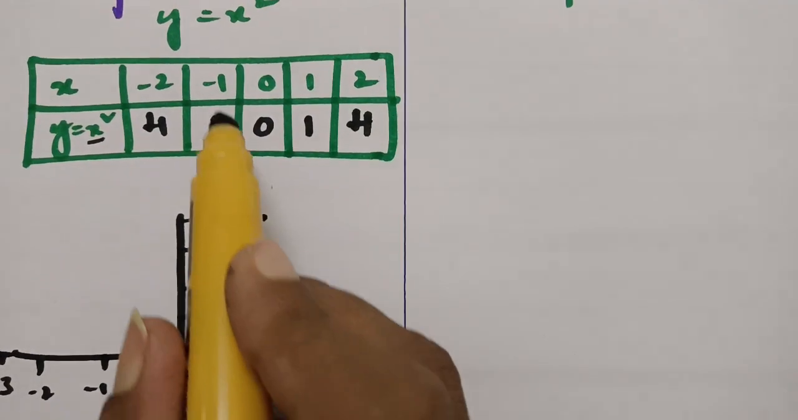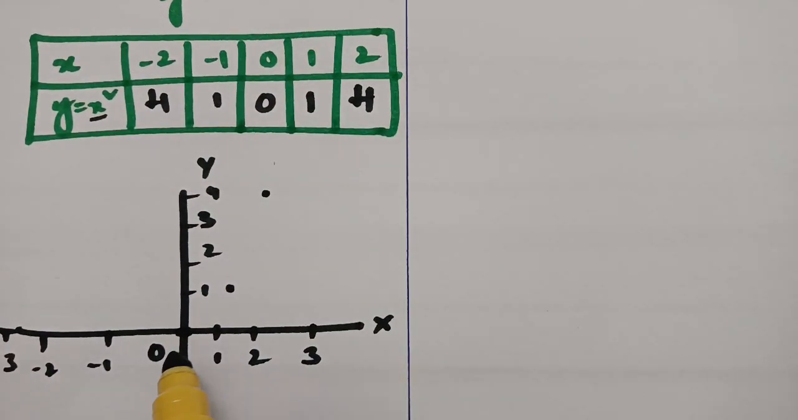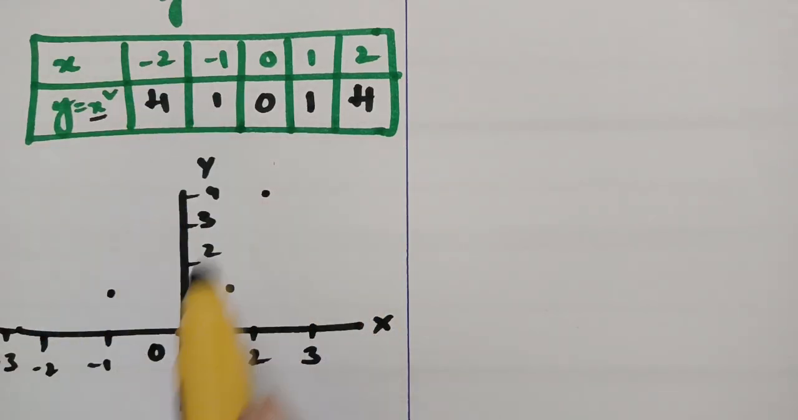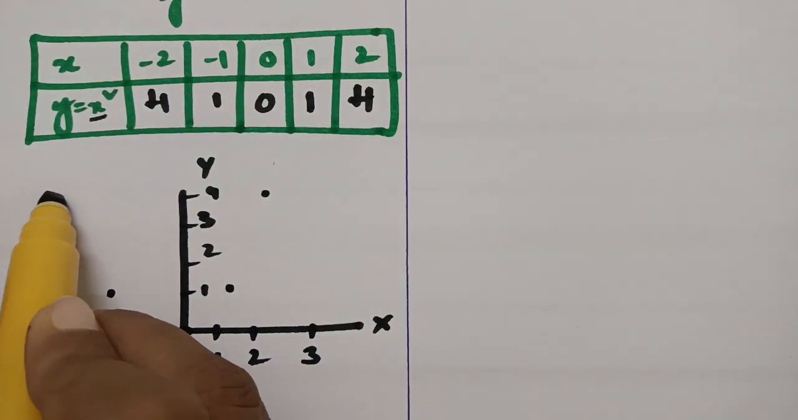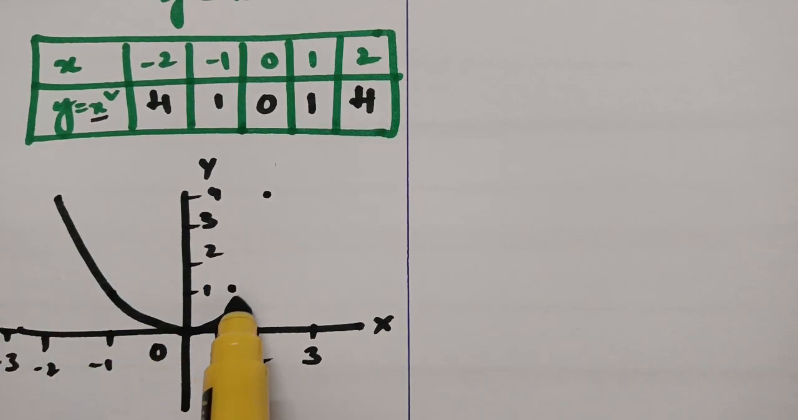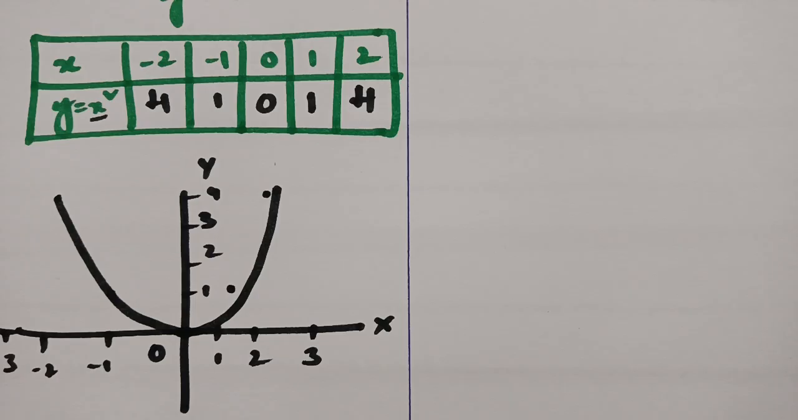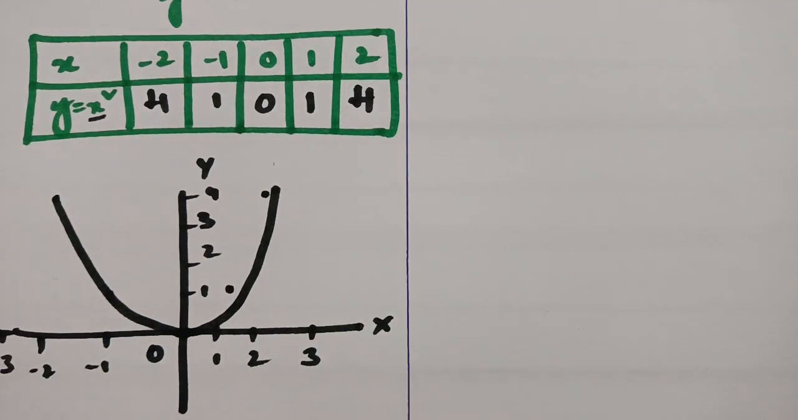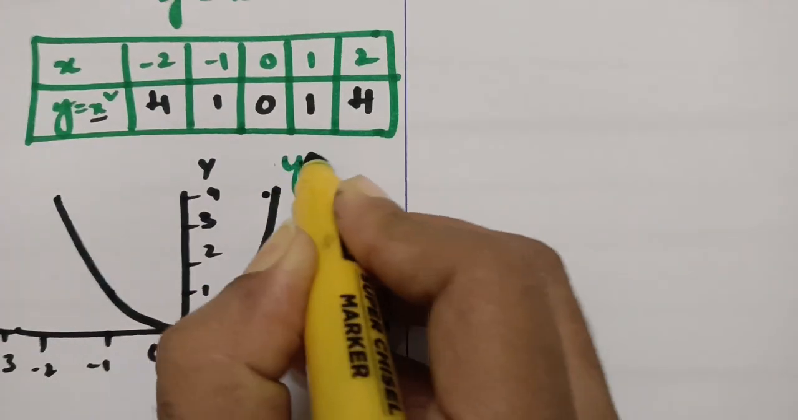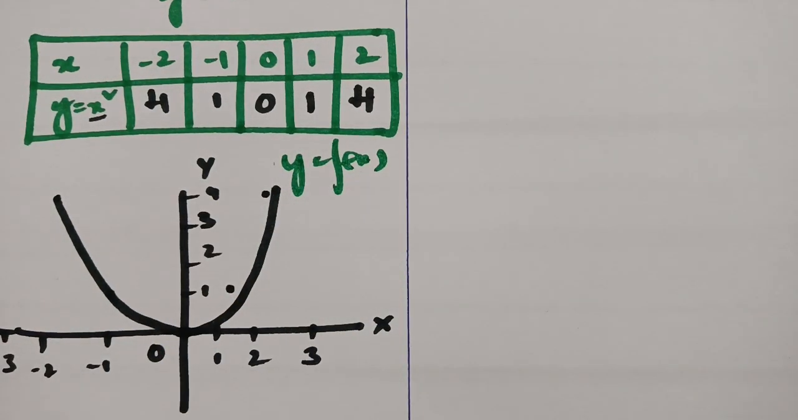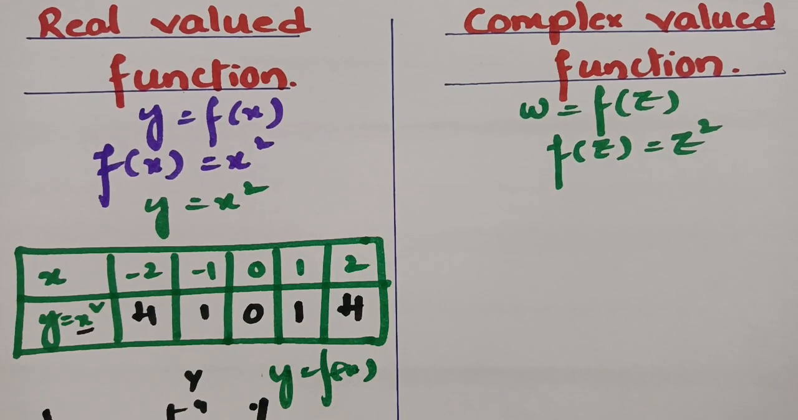And next, for minus 1 the value is 1, and for minus 2 the value is 4. So there is a graphical representation like this. Clear? This is how we can represent y is equal to f of x. For y is equal to f of x, we need an xy plane. This is the x axis and this is the y axis. It is very easy, and this is for a real valued function.